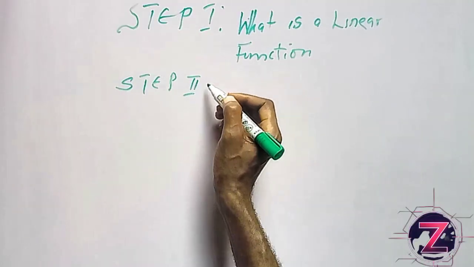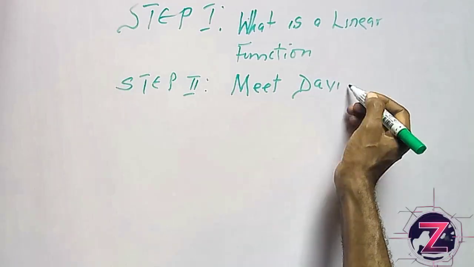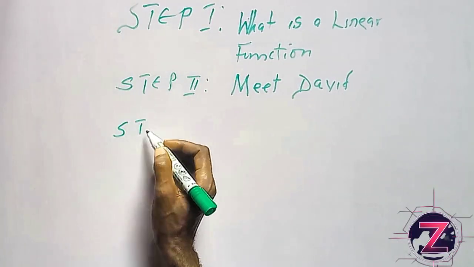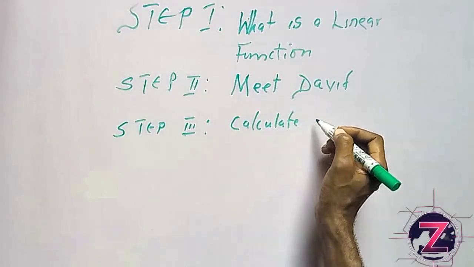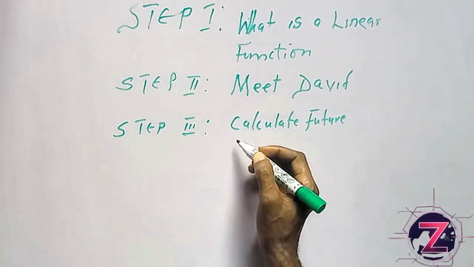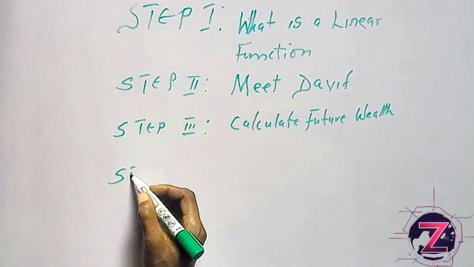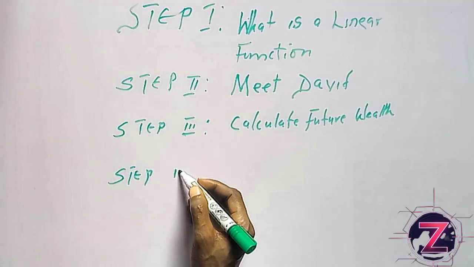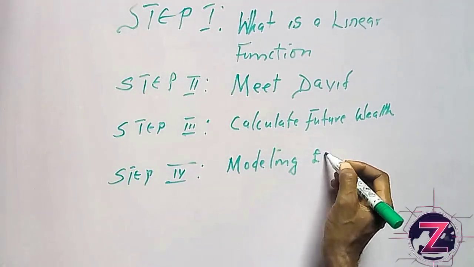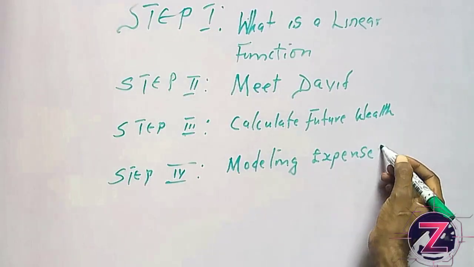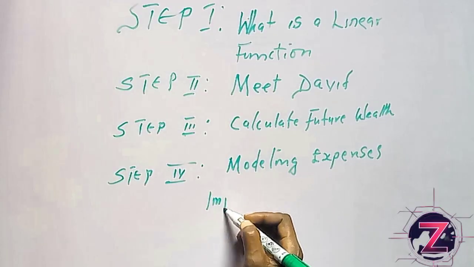Second step, we'll be treating what I call Meet David. It's a character we're going to work with. Step 3 will be calculating future wealth. Then I'll take step 4 mainly after, to show you modeling expenses, how you can model the expenses you make.